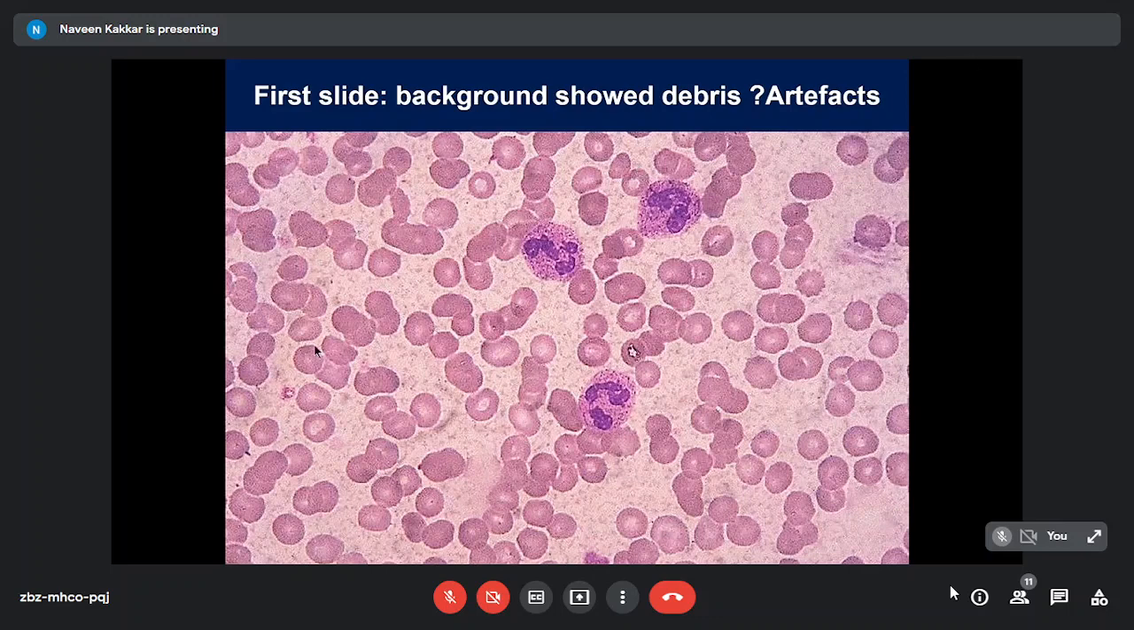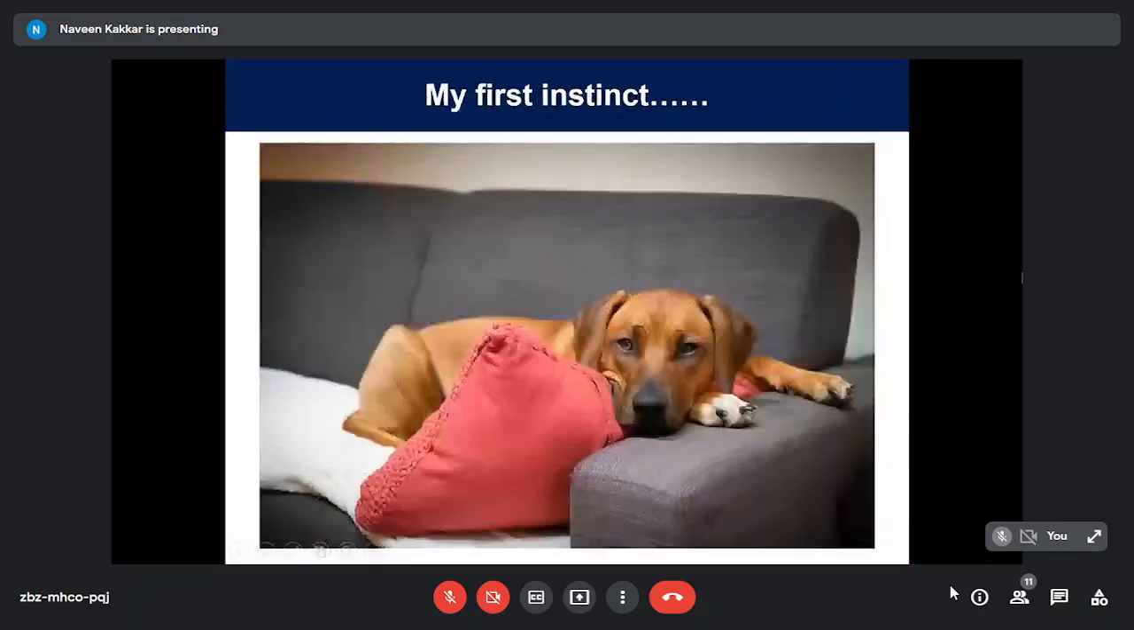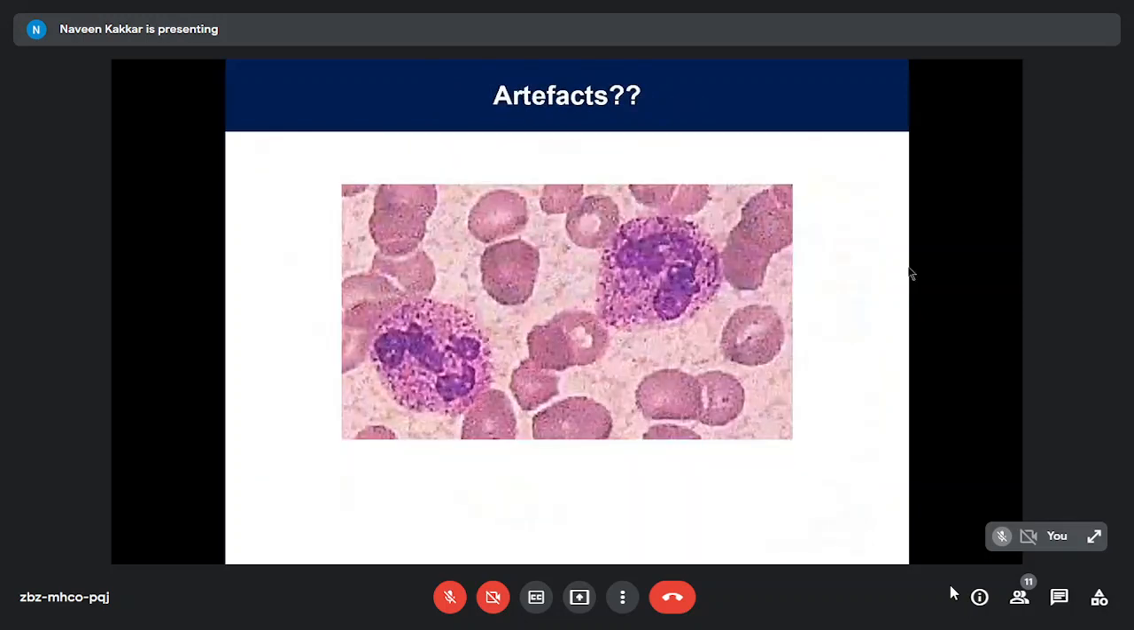And the first slide that I saw at 5 o'clock, the background showed debris, and I thought these were artifacts there, lots of these granular artifacts. My first instinct was, let's say artifacts, report the rest and go back home. And I was so lucky I did not do this. My temptation was this: I was almost about to get up. Then I just noticed one thing, which was that there were these dark neutrophil nuclei, but these debris were not sitting on the nucleus. They were in the plasma.